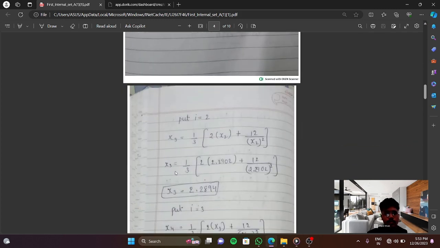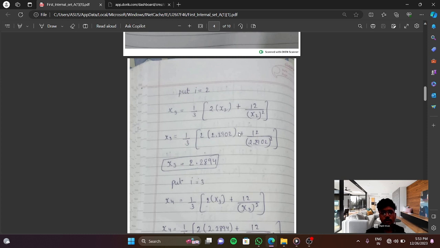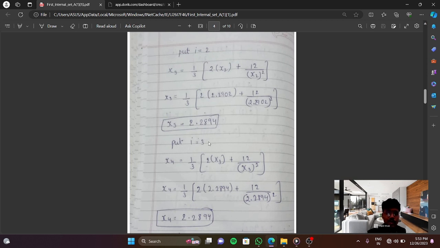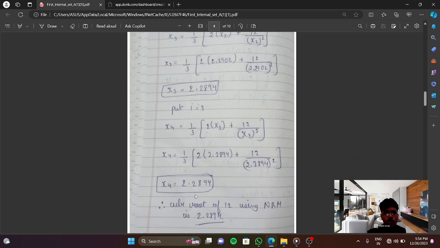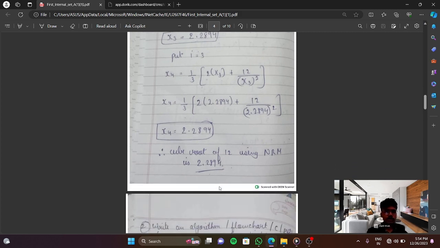Now put i is equal to 2. So x3 is equal to 1 by 3 (2x2 plus 12 upon x2 square). So we get x3 is equal to 2.2894. Now put i is equal to 3. Similarly, we get x4 is equal to 2.2894. So the cube root of 12 using the Newton-Raphson formula is 2.2894. So this is our answer.